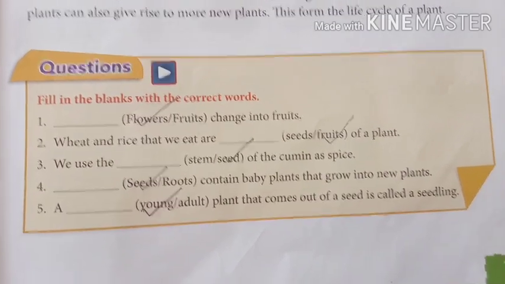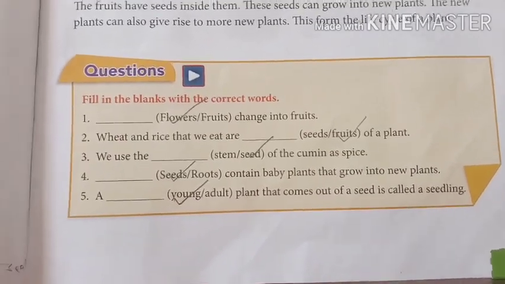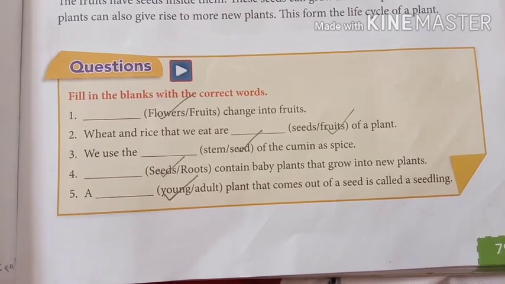Filling the blanks, come on page number 79. First one, dash change into fruits.